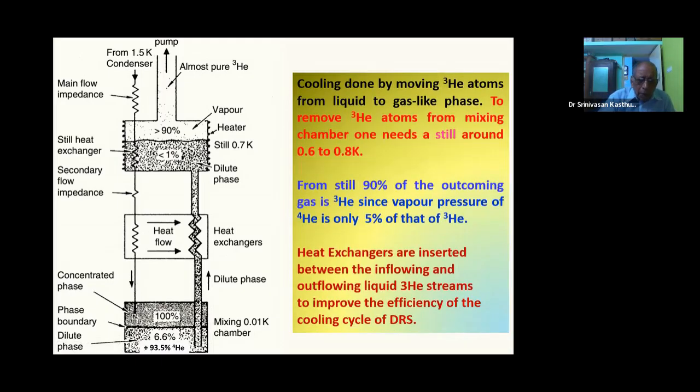The explanation is given here. The cooling is done by helium-3 atoms going from the liquid to a gas-like phase. To remove the helium atoms from the mixing chamber, one needs a still, which is at a temperature of 0.6 to 0.8 Kelvin. From the still, 90% of the outgoing gas is helium-3, since the vapor pressure of helium-4 is only 5% of that of helium-3. Now, heat exchangers are inserted between the inflowing and outflowing helium-3 streams to improve the efficiency of this refrigeration process.